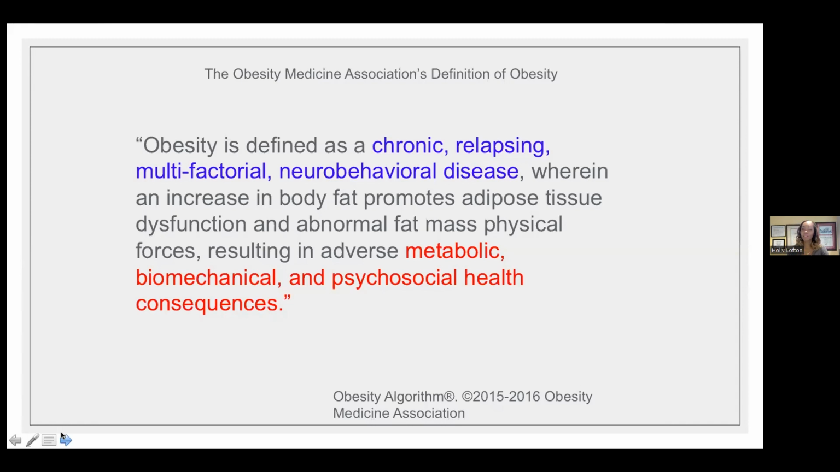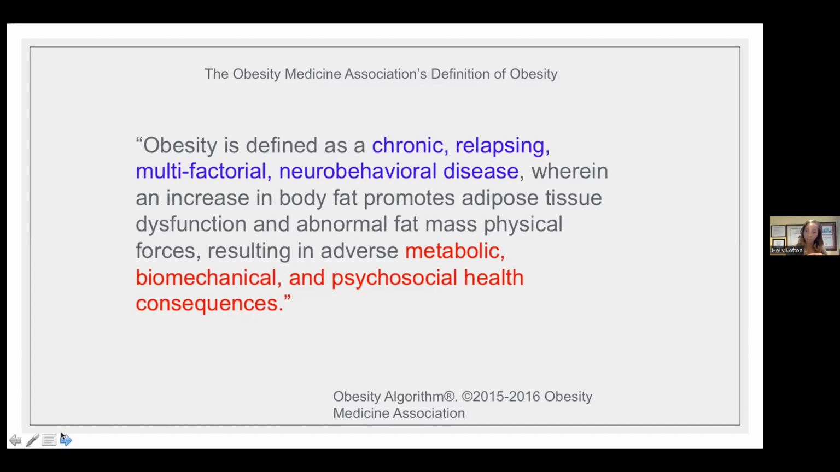Again, there are many definitions for obesity. This is the Obesity Medicine Association's definition. And it is quite wordy, but I think it's very comprehensive. And it's defined as a chronic relapsing multifactorial neurobehavioral disease. And that's a lot of words, but basically this is the condition that the patients will have if they have a high height weight ratio, they'll have this condition forever, even when their weight normalizes. It's a chronic condition and it's relapsing. It can come back and it can go away.